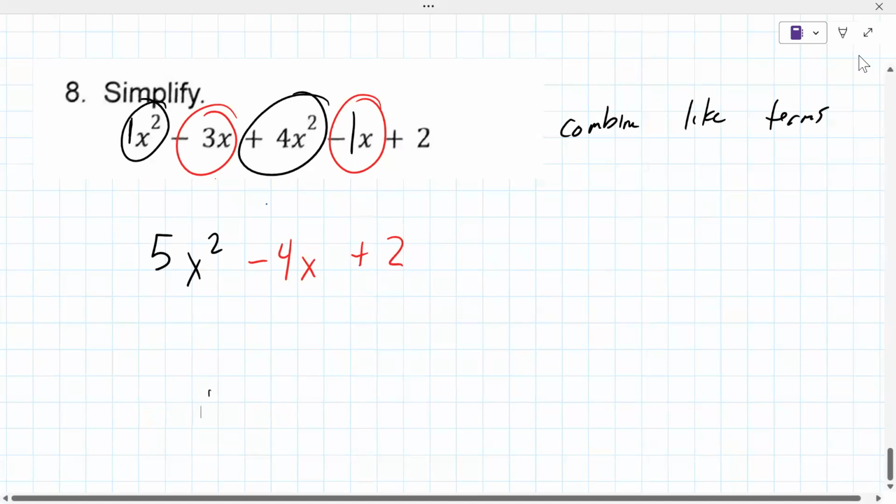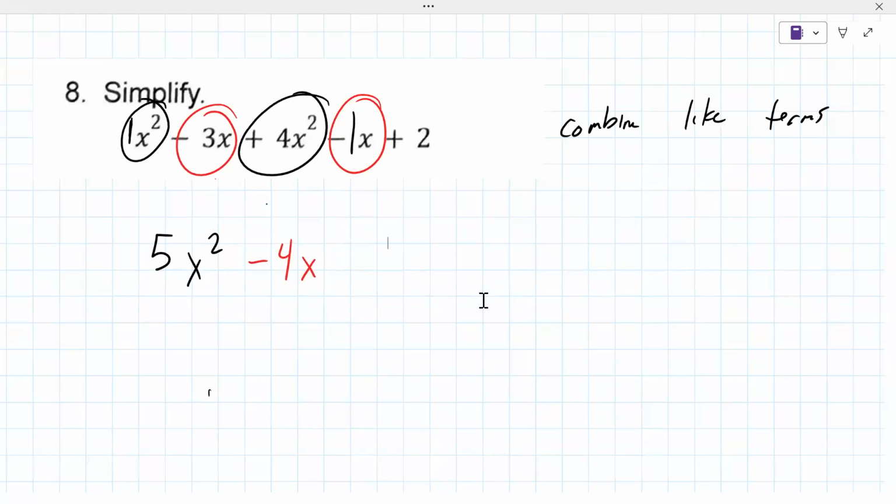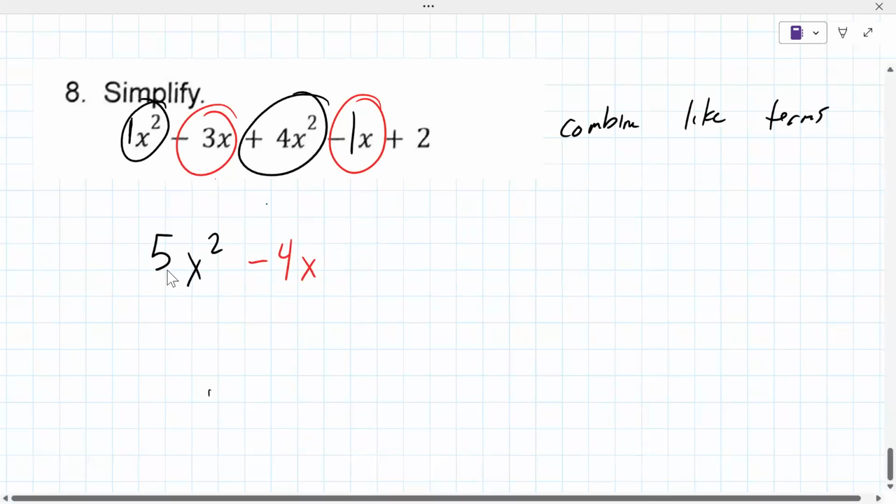So from the square, you get 25x? No. You're just adding and subtracting. There's no multiplication. Couldn't you just change the 5x squared to 25x? No, it's just 5x squared. 5 times x squared.